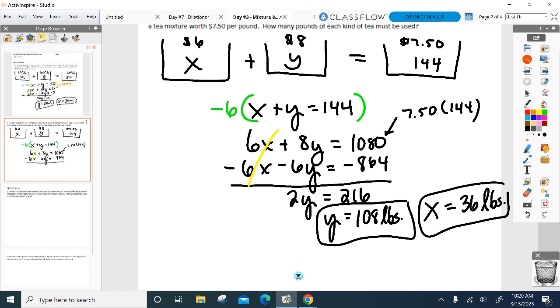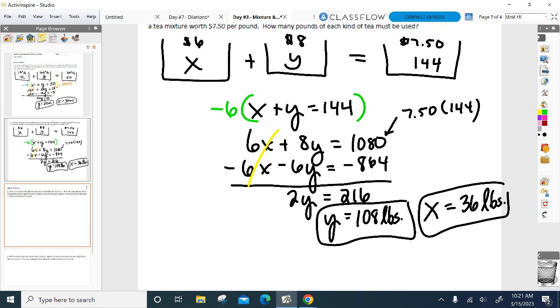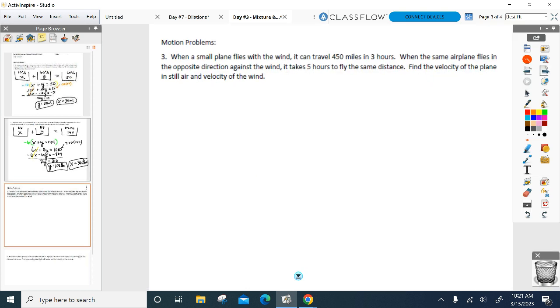Anything I can answer there before I take it to a different type of problem? All right, mixture. Now we go motion. Motion problems. No buckets here.